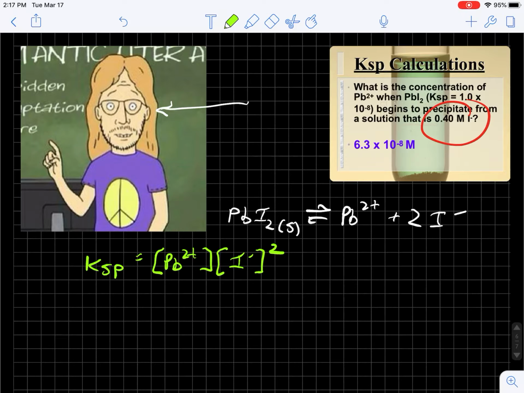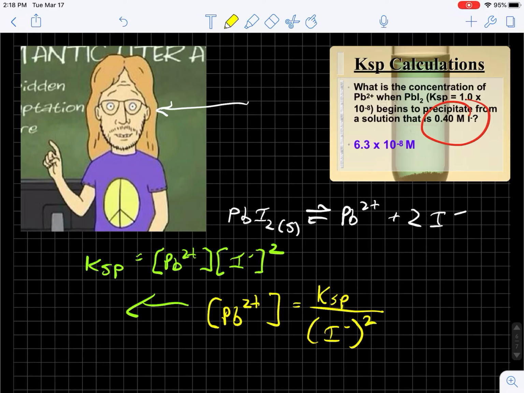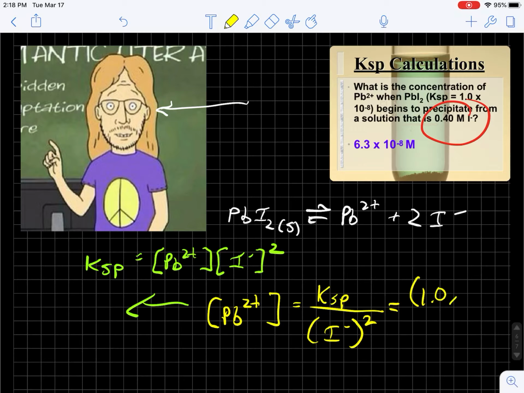Again, it's not going to be exactly 0.40 molar. It's going to be a Le Chatelier shift to the left, and we'll wind up slightly lower than 0.4, but so close that the difference is negligible. So I can make that substitution and solve for the lead 2+ concentration. Lead 2+ is equal to Ksp divided by iodide squared. Substitute in. We already know that concentration is 0.40 molar. We're going to square that.